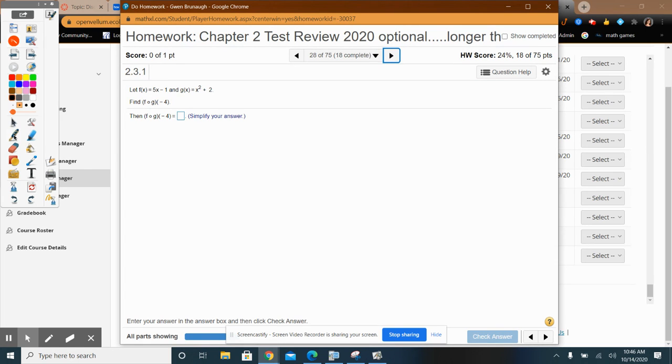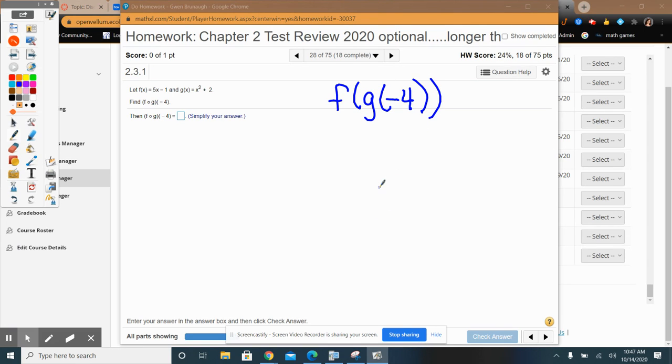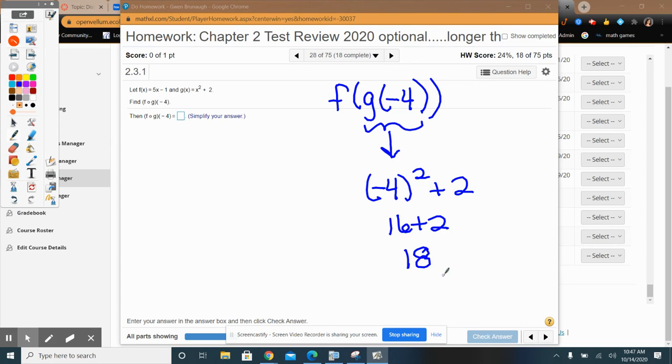All right, now the composition, and some of you did miss this on your first quiz. Okay, f of g of negative 4. You write it like this first. So what we're going to do is we're going to plug negative 4 into g. We're going to get an answer, and we're going to plug that into f. So we're starting with the g of negative 4. In parentheses, that's negative 4 squared plus 2, which is 16 plus 2, which is 18.